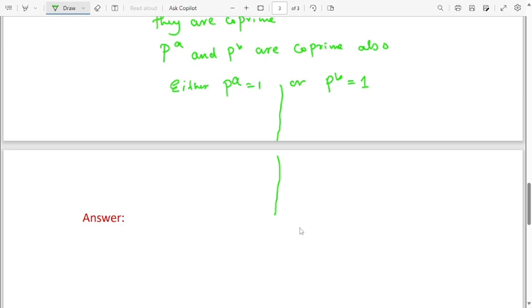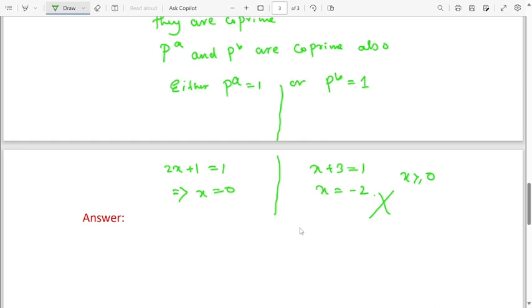So what does that mean? p to the power a equal to 1, a means 2x plus 1 is equal to 1, which gives us x equal to 0. And for p to the power b equal to 1, x plus 3 is equal to 1, for this x equal to minus 2. But we have already said that x should be greater than or equal to 0. So that means this will not be our desired solution.